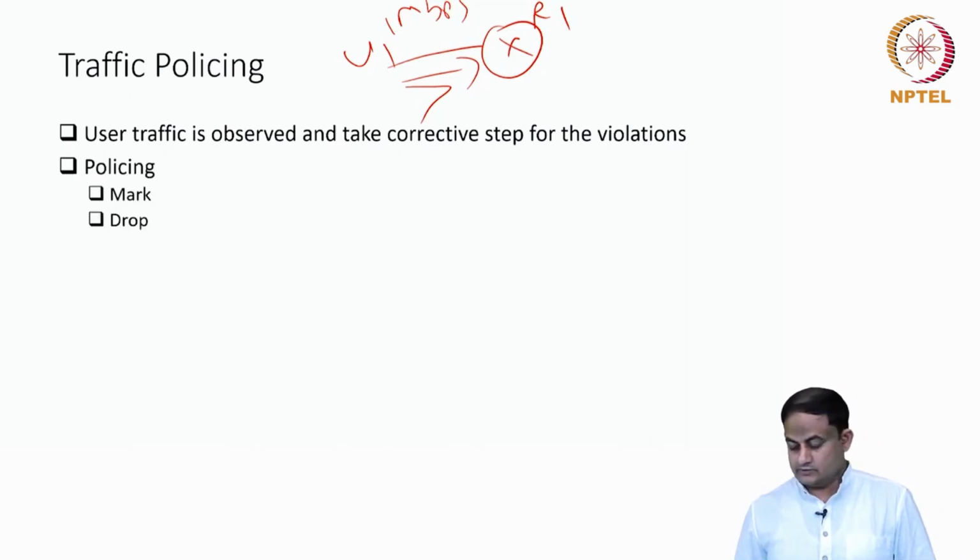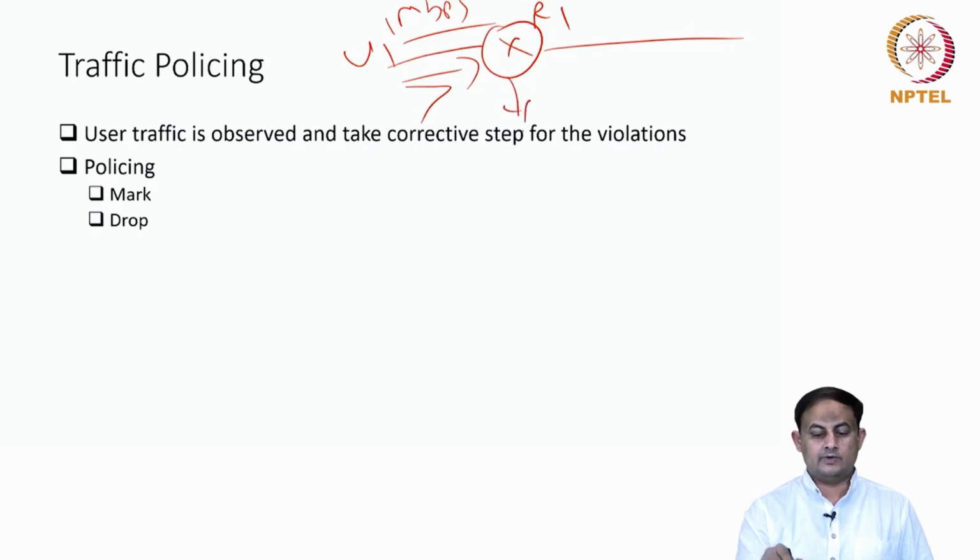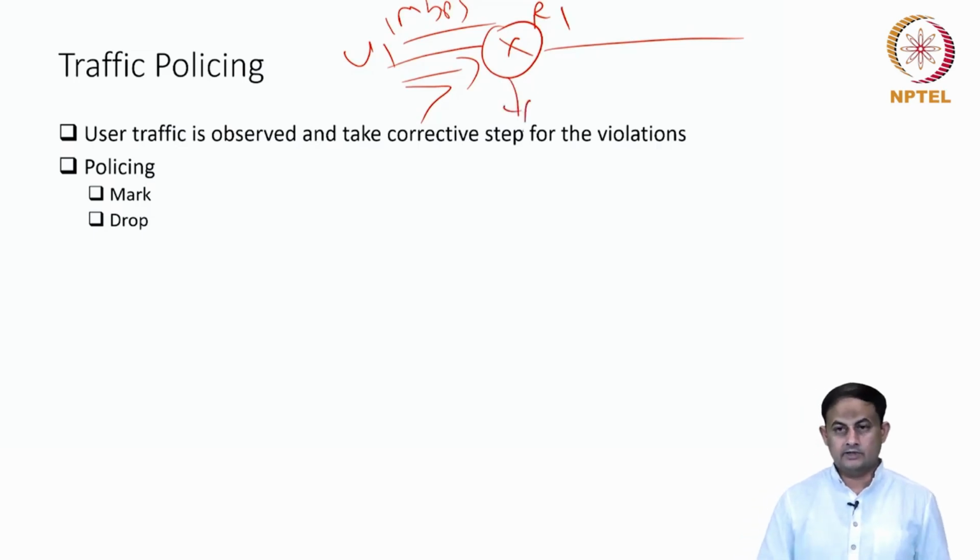So, what is the corrective action? We understood that there are primarily two things that the policing action can do. One is, if the arrival is exceeding the agreed upon rate, the simple thing you can do is to drop the packet. Up to 1 Mbps you are supposed to transmit, you admit and pass on to the next link. If it exceeds that, then you drop the packet right here. So, that is one thing.